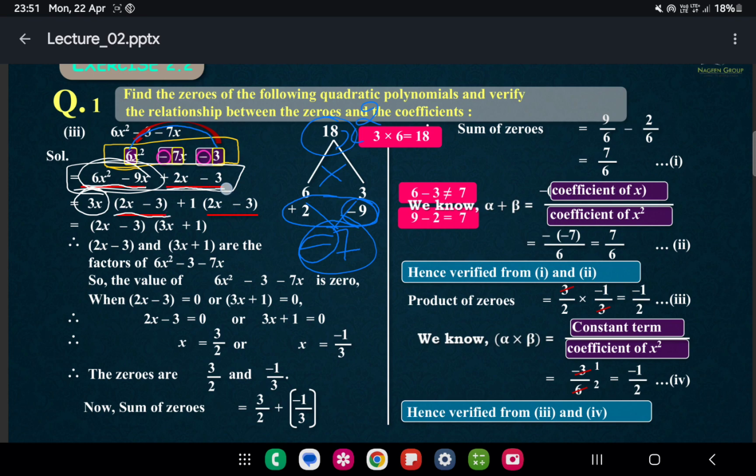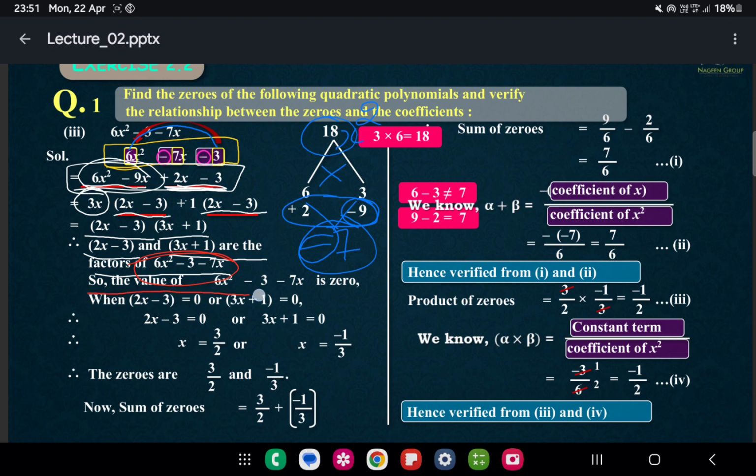And another two terms are there. Here we can take 1 common. So you will get 2x minus 3 as we take plus 1 as common. So you will get 2x minus 3 as the first term and 3x plus 1 as the second term. So 2x minus 3 and 3x plus 1 are the factors of 6x square minus 3 minus 7x. So we have to rearrange the problem, then only we can solve.